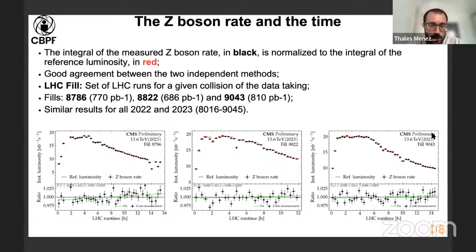And you can see in these plots two different quantities. In black, the Z boson rate, or the instantaneous luminosity calculated by the Z boson counting method. And in red, the reference luminosity. You can see that for the three fills, even for the points that appear to be out of the general behavior of the distribution, we have a very good agreement between the two independent quantities.